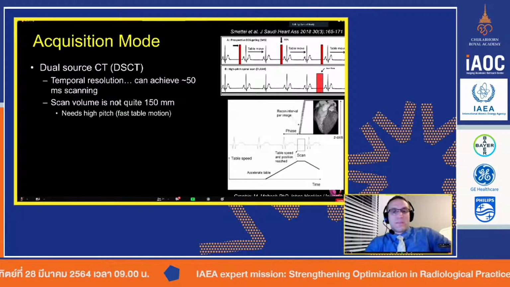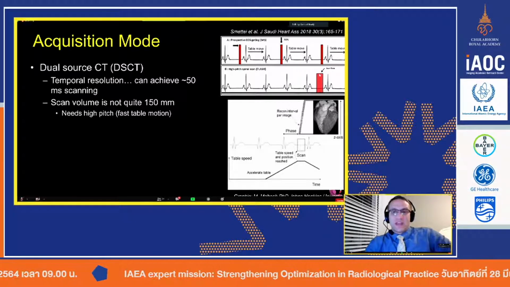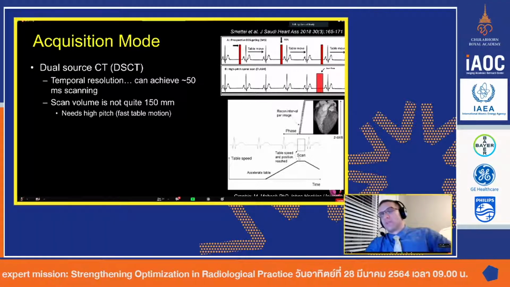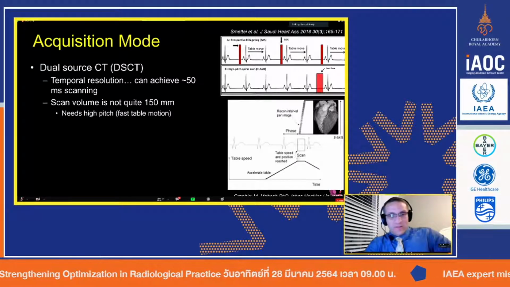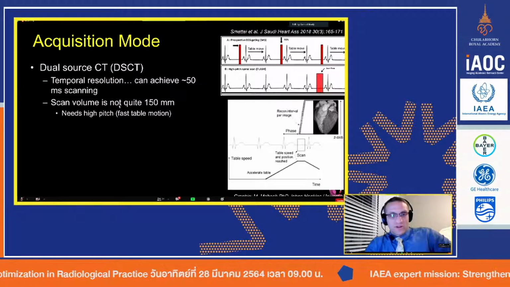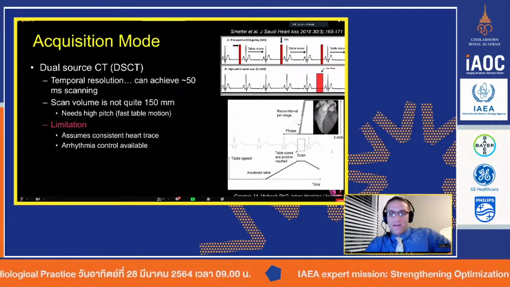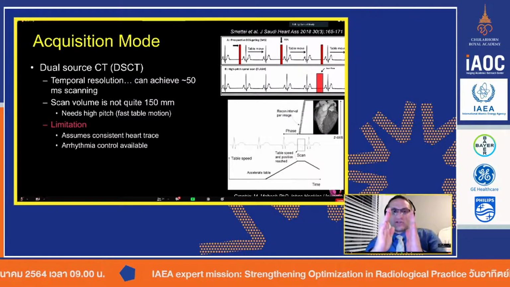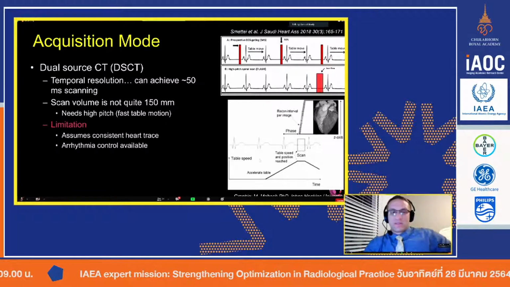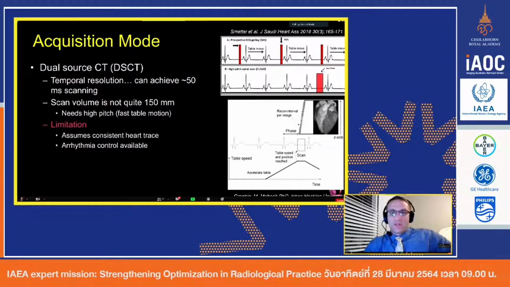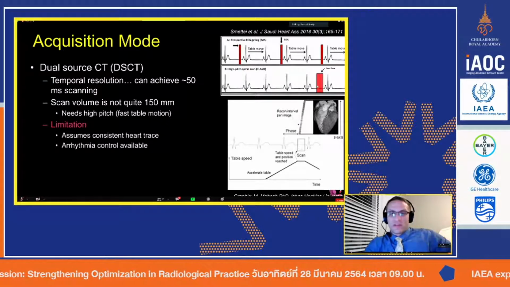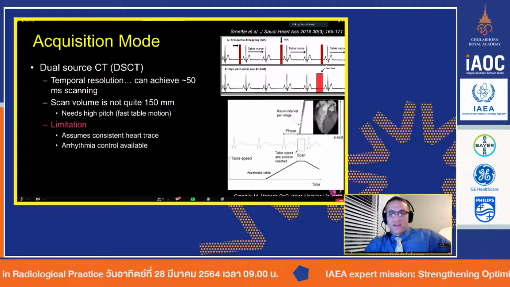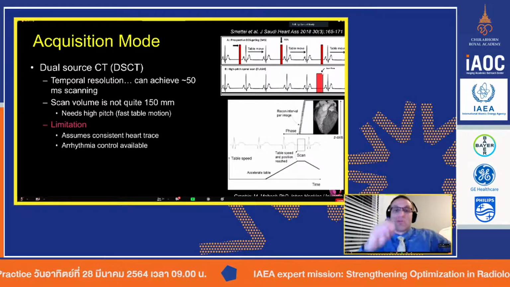The exam is done. With the newest scanner, they have what's called the turbo flash, where the system, because the scanner table can move really fast, and you're using 2 tubes at the same kV, you can acquire all the data over that whole, let's say, 60 to 80% of your diastolic phase. You can acquire that all in just one pass because you're moving fast enough.